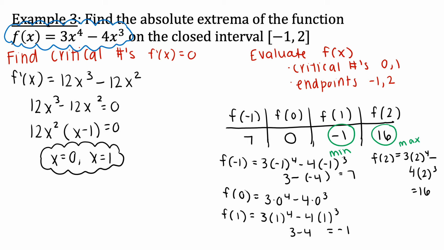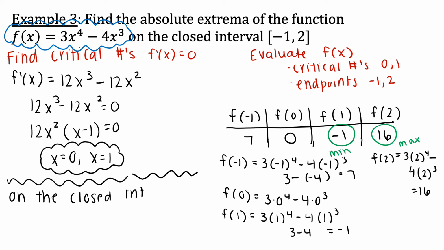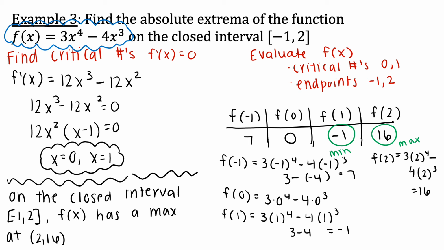So we can write our final statement, and I'm going to come over here to do so, that on our closed interval, and that's a lot to write, but it's important, from -1 to 2, our function f of x has a max at the point 2, 16, and a min at the point 1, -1.